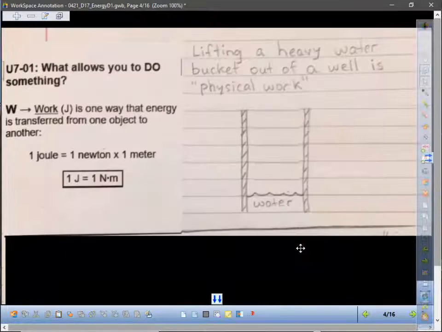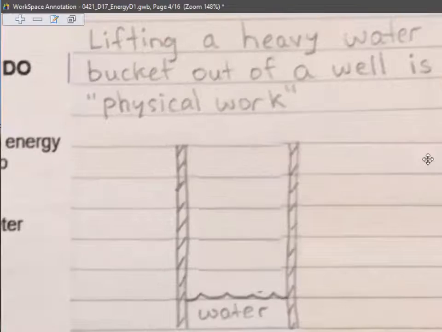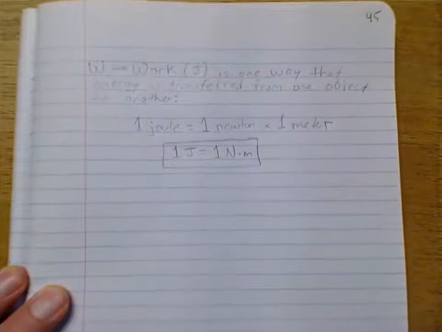So let's use an example. Doing work, lifting a heavy water bucket out of a well is physical work. So we're going to be doing an example here of lifting a bucket out of a well. Well, that sounds like work. So let's go ahead and copy this part here. I'll zoom into that. And we're going to copy this in our notes.